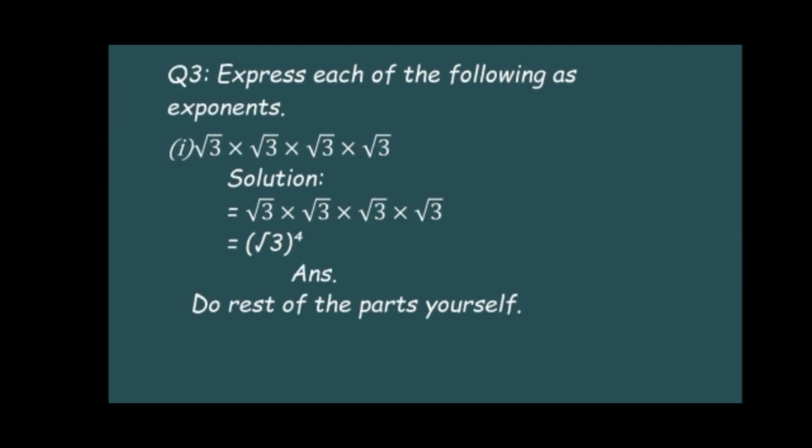Okay. So now question number 3 is express each of the following as exponents. So in all parts of question number 3 we just need to express them as exponents. Part 1 is square root of 3 into square root of 3 into square root of 3 into square root of 3. So basically there are 4 square root of 3 now. So we just need to write it as square root of 3 raised to the power 4. That's it. Do the rest of the parts yourself, same strategy will be followed.